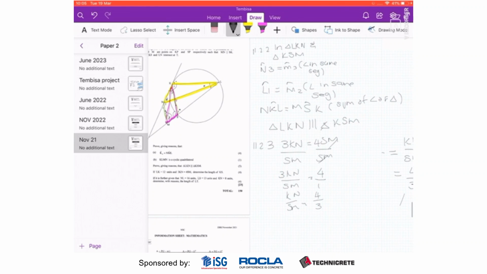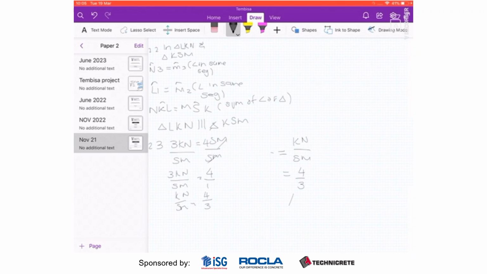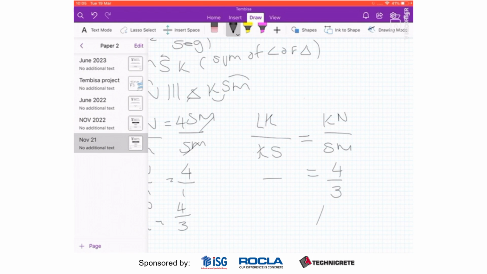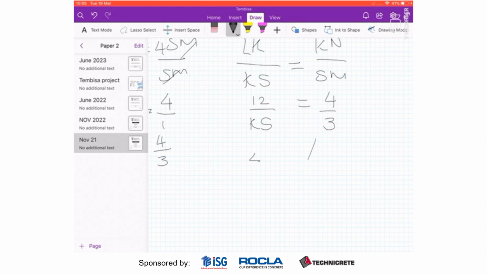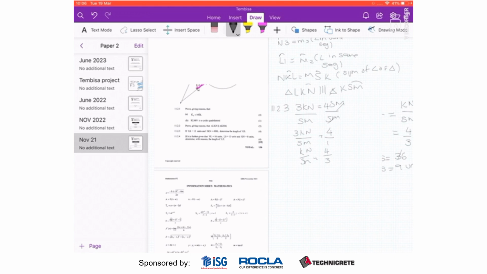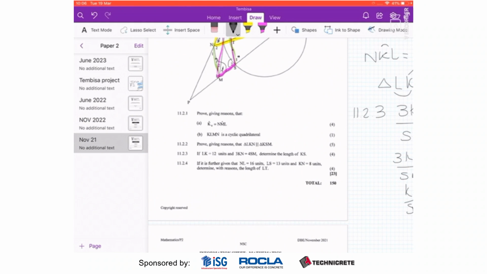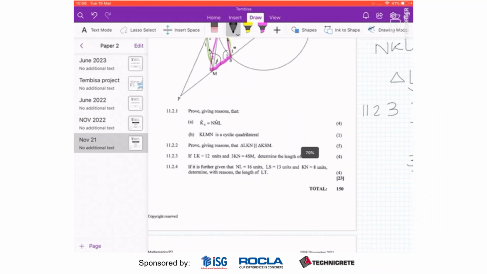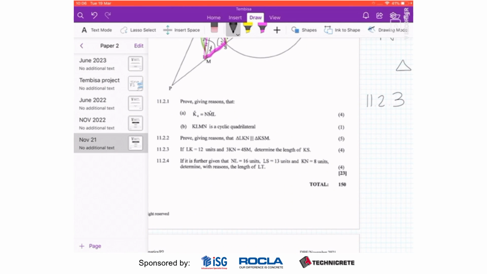What else do I get given here? I get given that LK is 12 and I want KS. So to find KS, cross multiply. 4KS is equal to 12 times 3, 36. KS is therefore equal to 9 units. 4-mark question for just knowing how to do ratios. Last one says if it is further given that NL is 16, LS is 13, KN is 8, determine with reasons the length of LT.